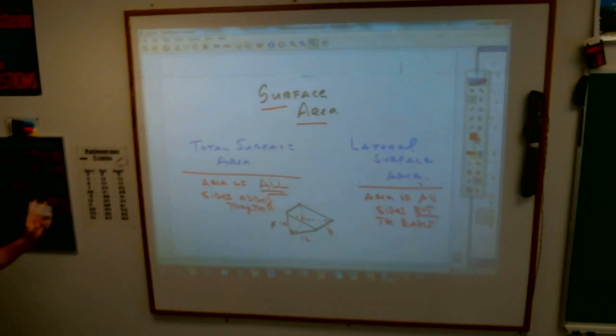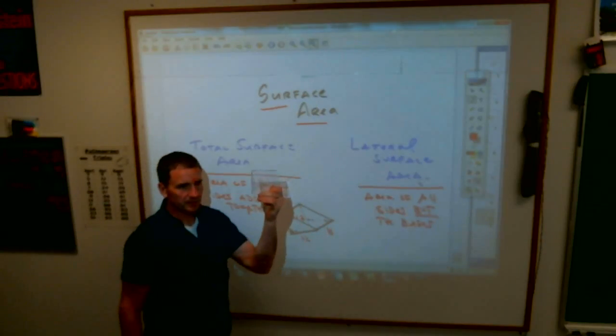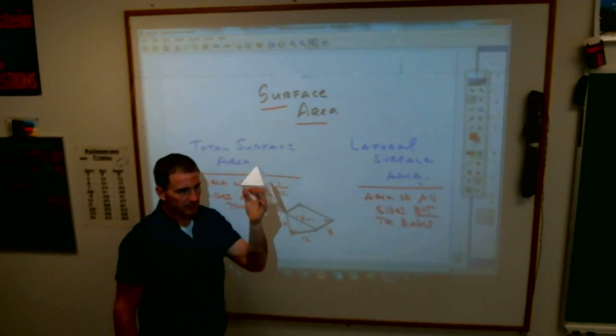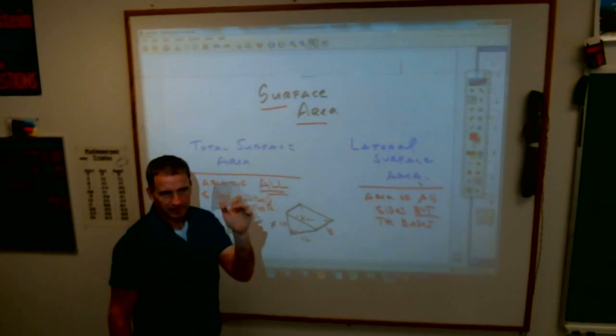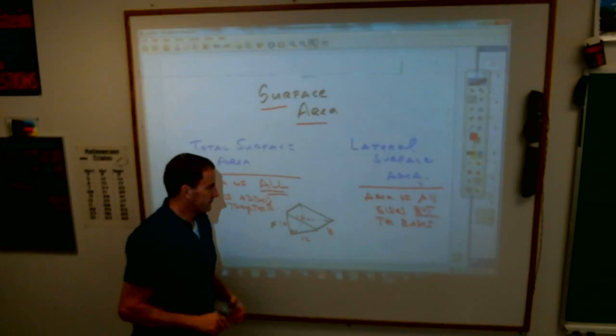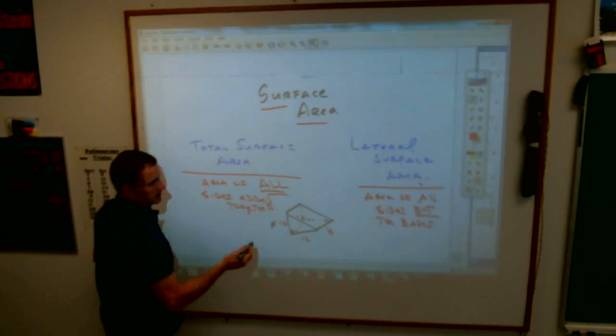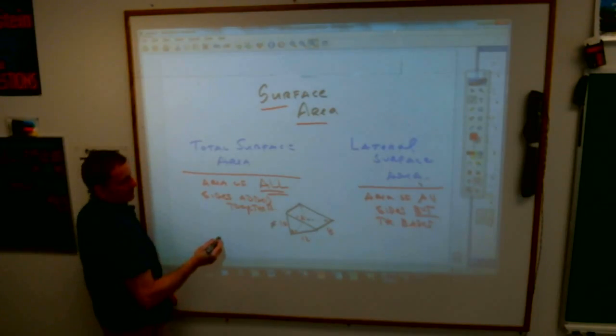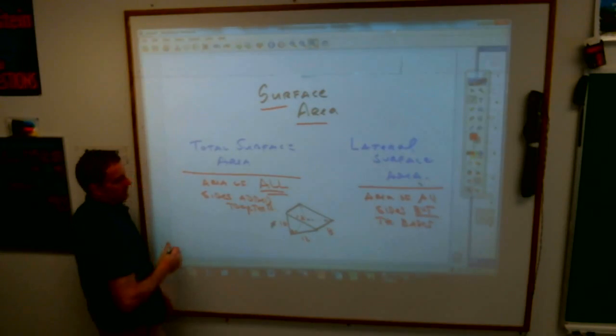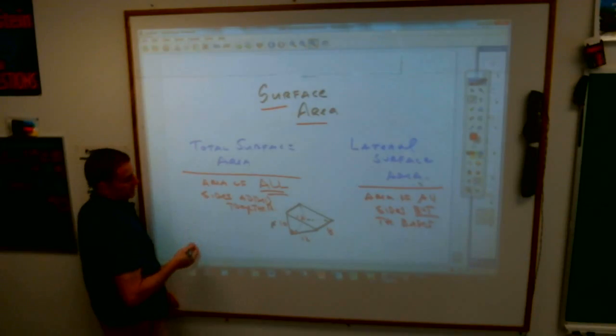Here's my same triangular prism, except it's not a right triangle. How many sides are there? Elijah? 5 sides. You'd have to find the area of all the 5 sides and add it together. Should we do that? Yes, let's do that.